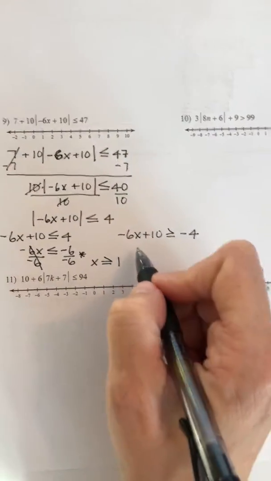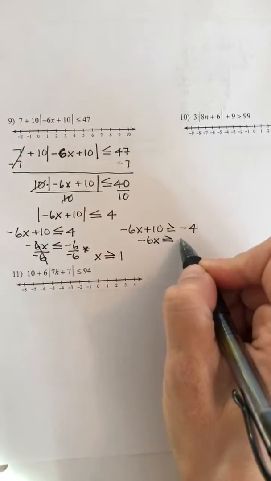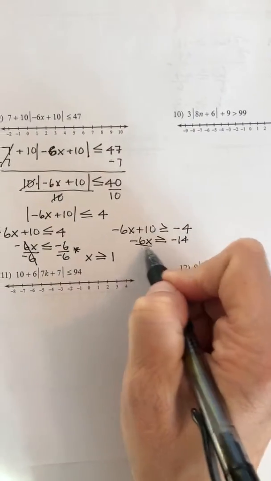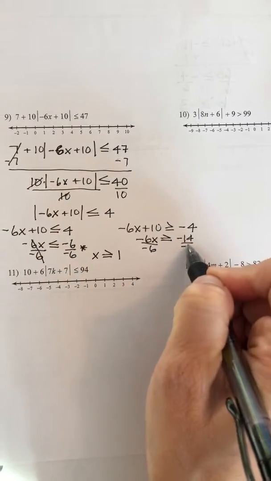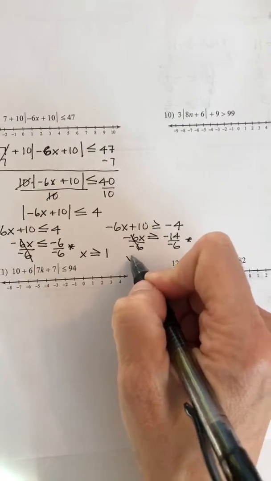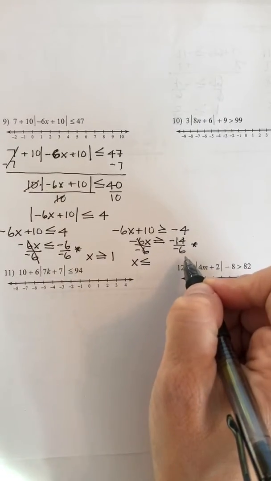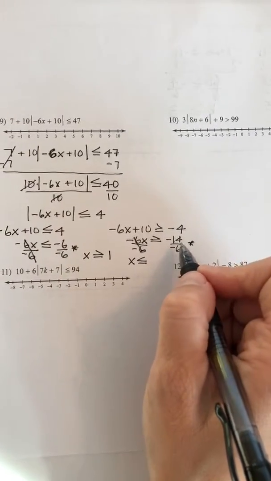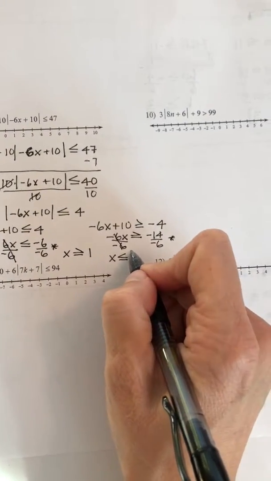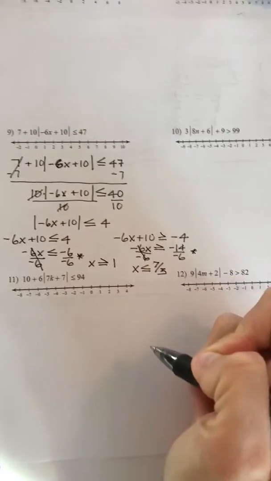And then over here, when I subtract 10, negative 4 minus 10 would be negative 14. Then divide by negative 6. Again, dividing by a negative. So I have x is less than or equal to, I flipped the sign because I divided by a negative. And then negative 14 divided by negative 6. It doesn't go in evenly, but reduced it would be positive 7 thirds.